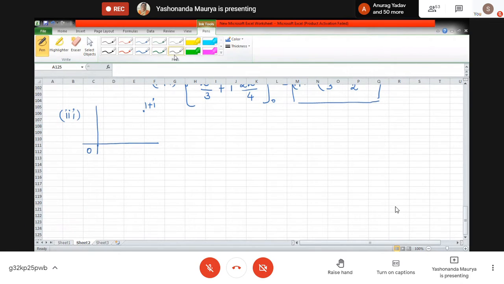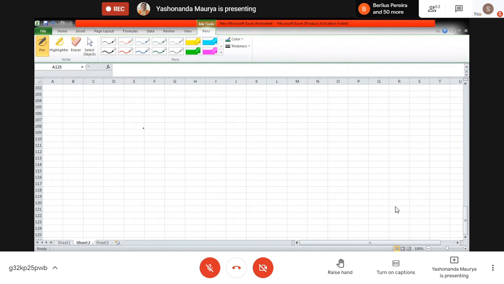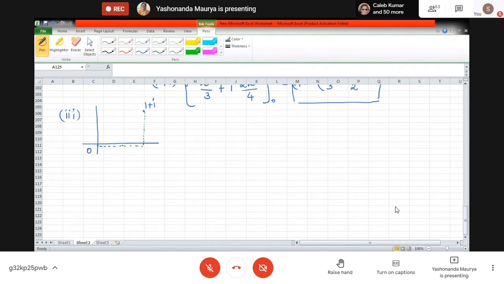Let me take a path which goes from here and then goes vertically up. First it is on the x-axis, the real axis, and then we'll move upwards. So on the real axis we move from 0 to 1 and then 1 to 1 plus I. Is the path clear? What is the path of integration now? So this is the path of integration.